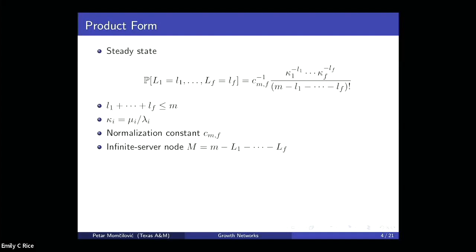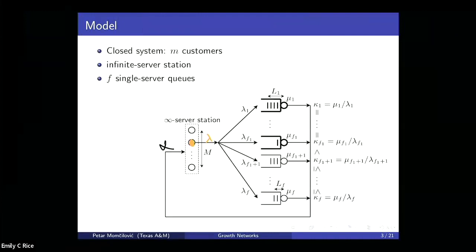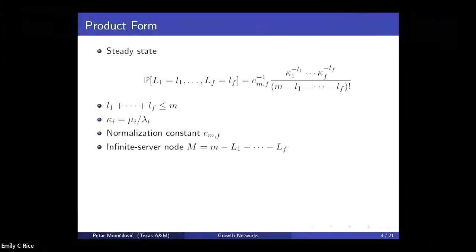And of course, this thing here is the normalization constant. If you sum up this probability, you get 1, and this C normalizes everything to 1. People call it the partition function. And as you see here, there is no M here. M is the total number of customers I have in the pool in the infinite model, because if I know how many customers are in each queue, then I subtract the total number, and that will give me how many are free.